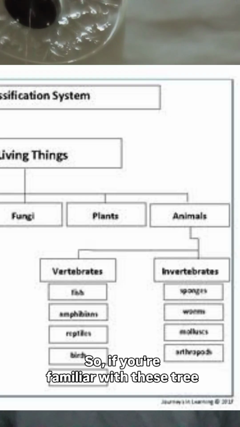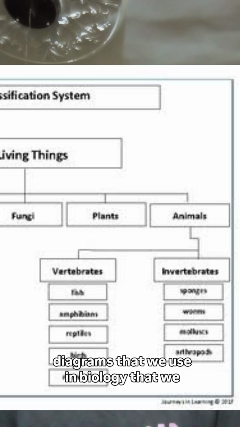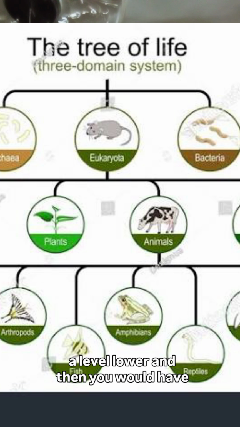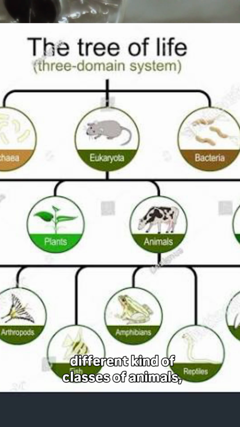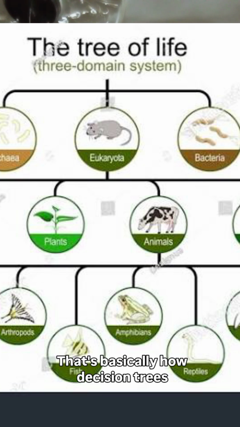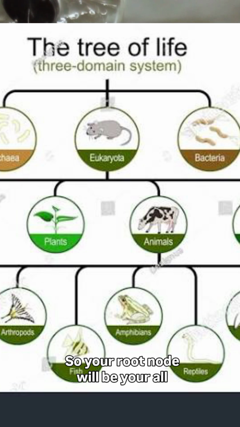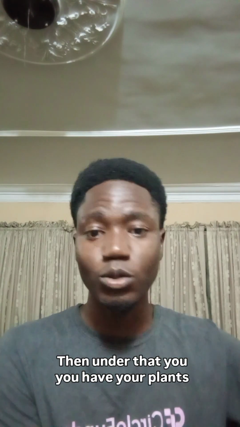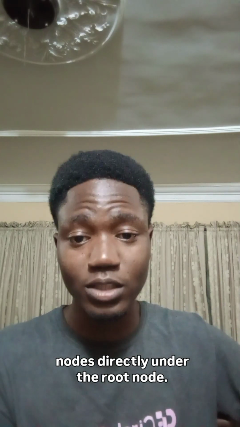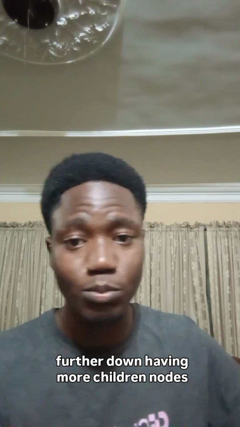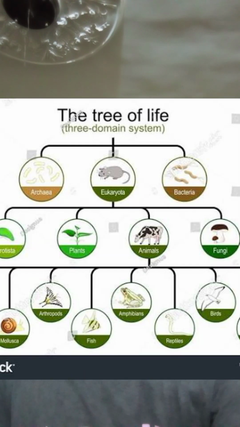But if you're familiar with these tree diagrams that we use in biology, where we would have plants, animals, they will go a level lower, and then you would have different kinds of classes of animals, different kinds of classes of plants. That's basically how decision trees work. So your root node will be all living things. Then under that you have your plants and animals, which are your children nodes directly under the root node, and then you can go further down, having more children nodes and more children nodes.